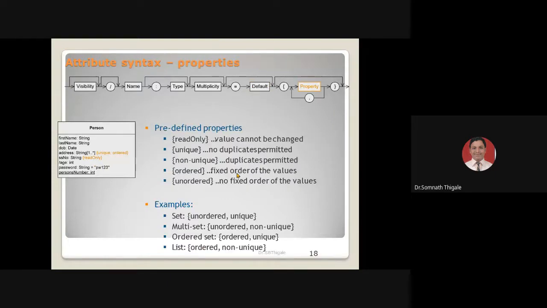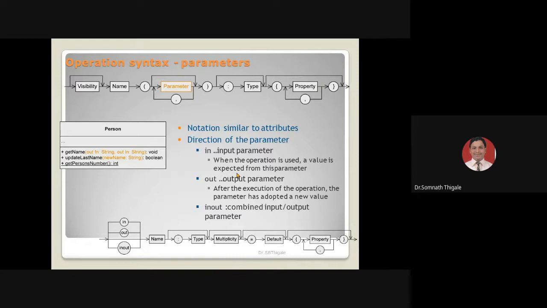Then properties, these are the predefined properties. Like I just want to provide a read-only property or a unique property, non-unique properties, ordered, unordered. This is basically talking about data structures, the possibility of the data and data handling that you can do as a part of attribute syntax properties with respect to the particular class. Now after this we can focus on the next part called parameters.